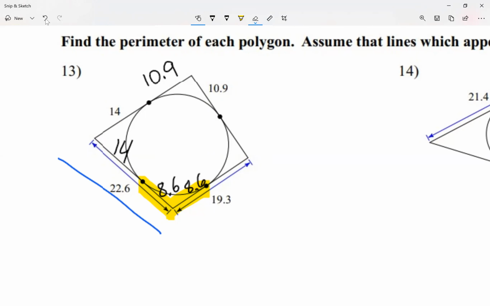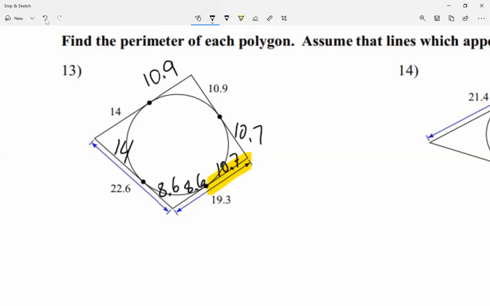Okay, so let me erase this. I can solve for this part now. I know the whole side is 19.3. Part of it is 8.6. So let me subtract those. 19.3 minus 8.6, and I'm going to find out that this little part right here is 10.7. And this other one right here, it obviously is 10.7.